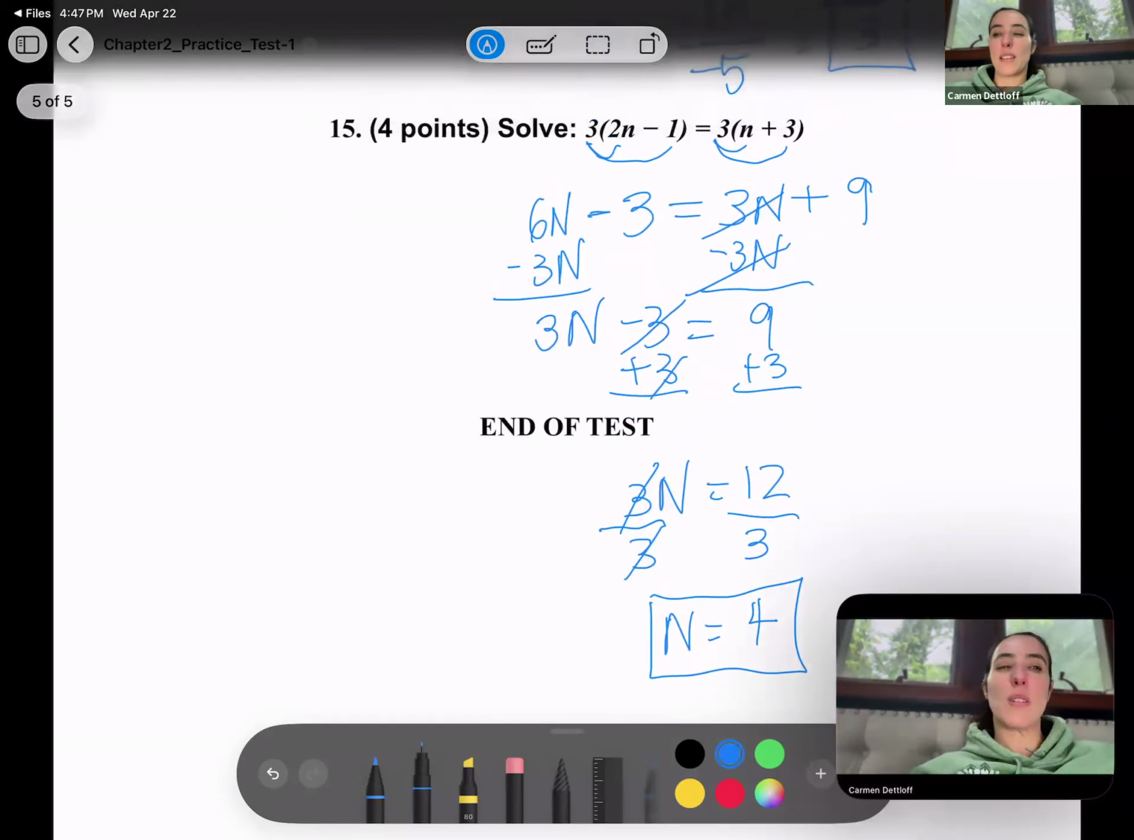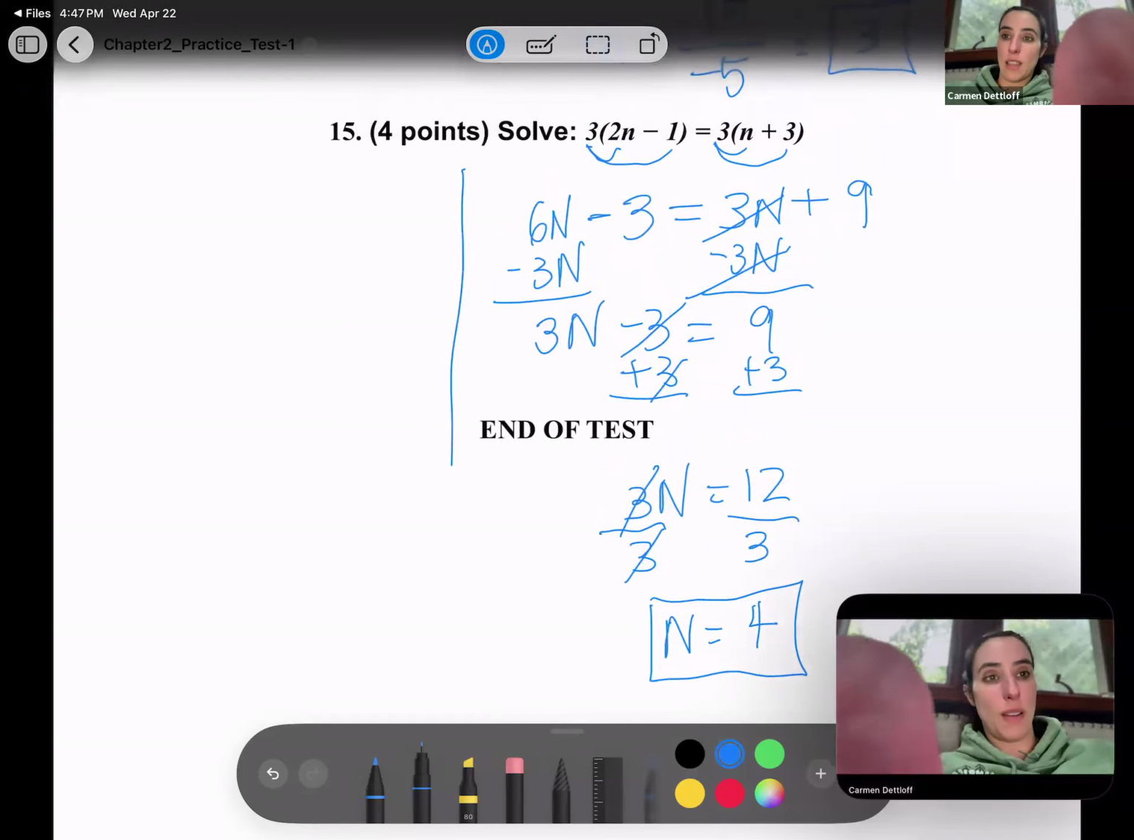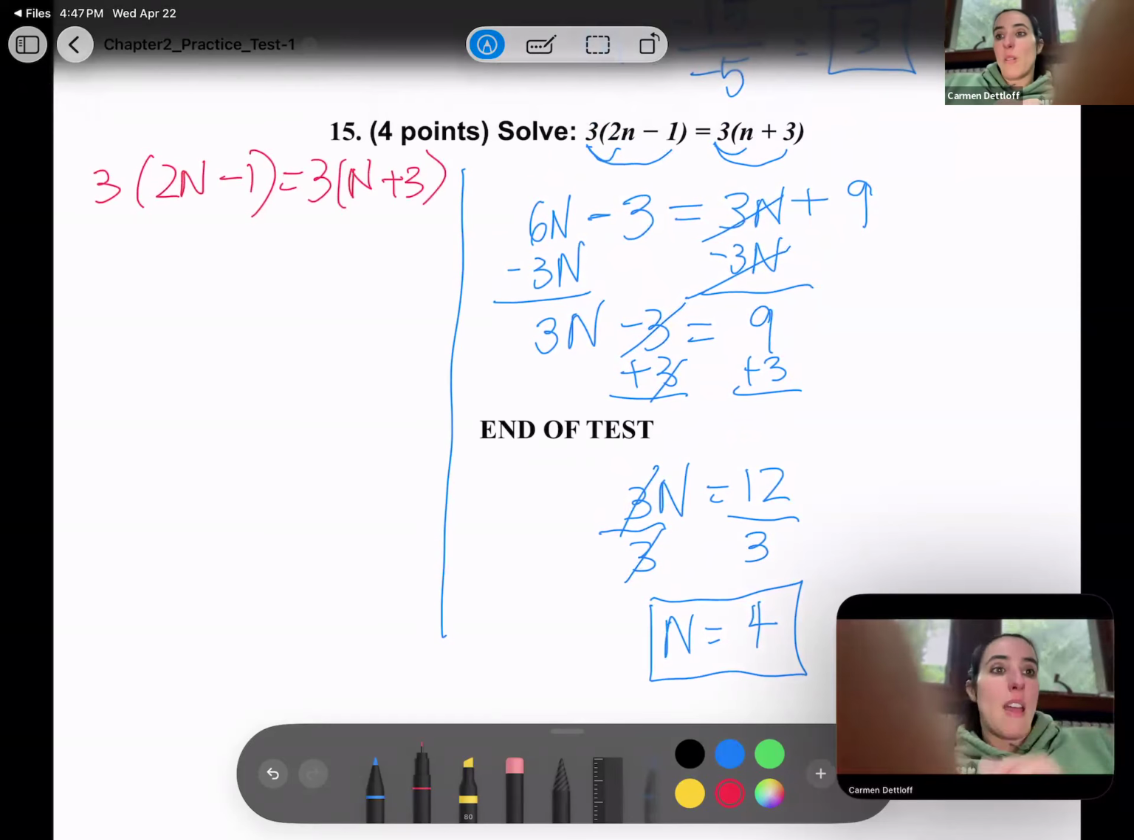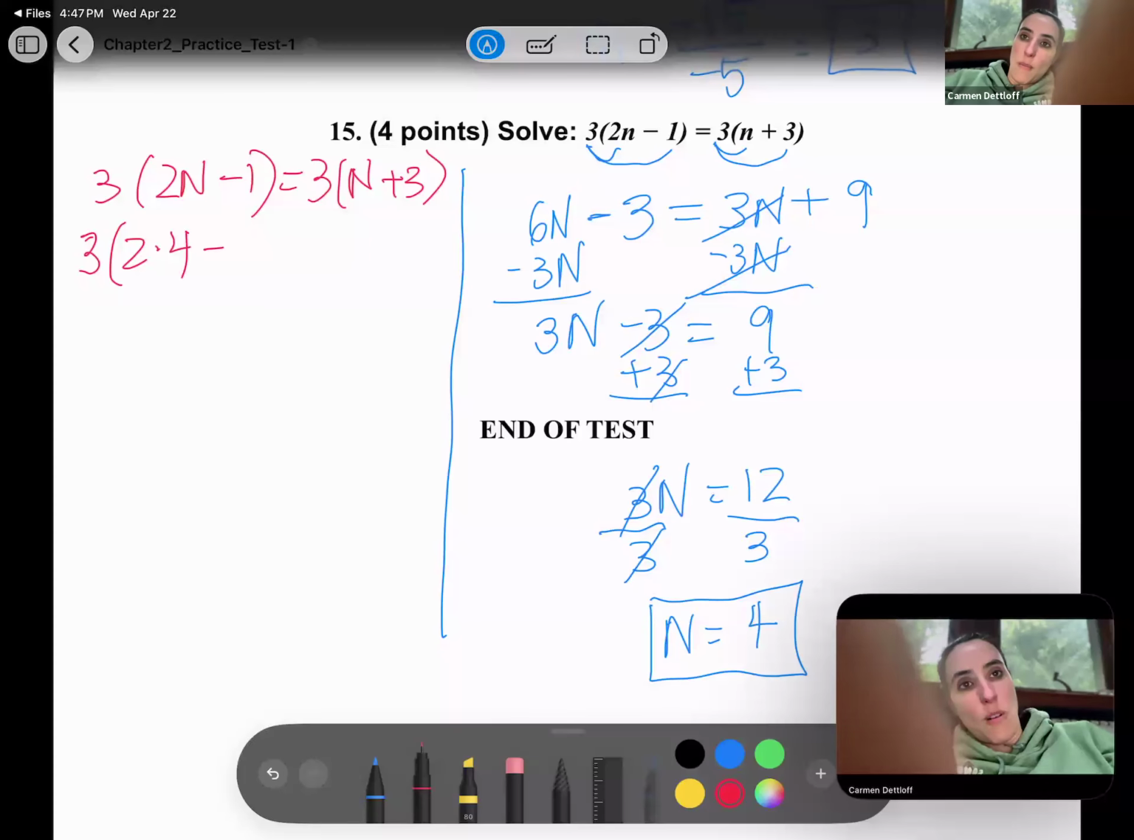Okay, let's plug this one in. Let's double check because this one is complicated. All right, let's take our original equation. 3 times 2n minus 1 equals 3 times n plus 3. Everywhere I see n, I'm going to replace it with 4. So I have 3 times 2 times 4 minus 1 equals 3 times 4 plus 3.